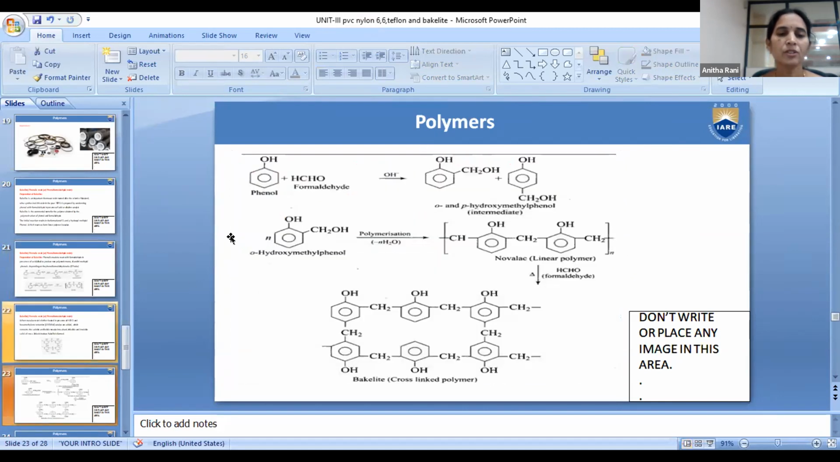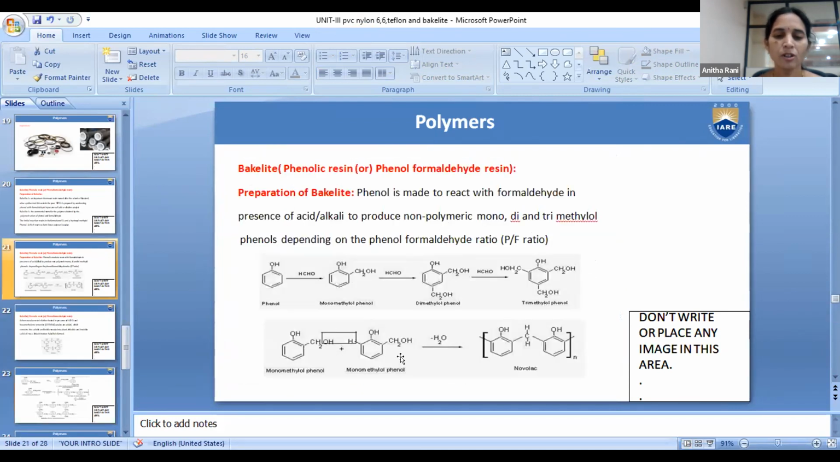This only you prepare, phenol and formaldehyde. We got ortho and para hydroxymethylol phenol, and we are taking n number of ortho hydroxymethylol phenol and going for the polymerization process, where only condensation polymerization is taking place, with removal of water molecule, and we get a novolac structure.